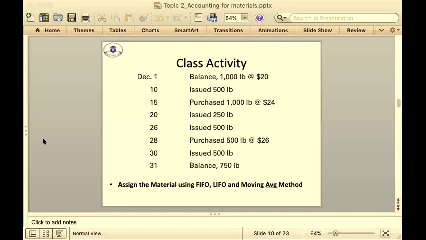In the beginning of the lecture, I said that I did not upload lecture slides on the learning management system. I did not upload separately because this is in your class activity, in your lecture slides. If you open your topic 2, slide number 10, that is your LIFO, FIFO, moving average calculation. So you find it by yourself in your lecture slide. Slide number 10.